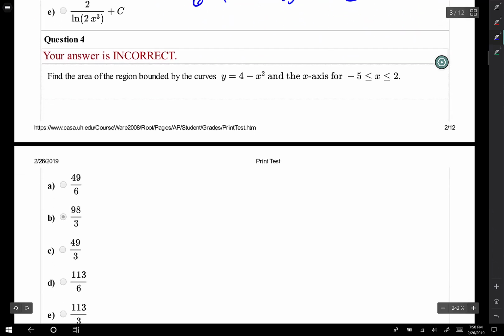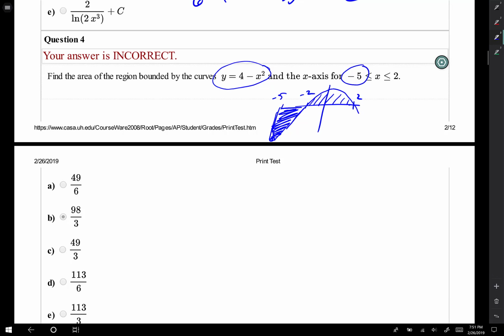Let's continue, guys. Find the area of the region bounded by the curve 4 minus x squared and the x-axis between negative 5 and 2. So 4 minus x squared, this intercepts the x-axis at positive and negative 2. So it looks something like this, where here is a positive 2, here is a negative 2. I want all this area here, and then I want a little more. It looks like they want to go from negative 5. So from negative 5 to, I'm going to exaggerate it, I'm going to say they intersect there. I want all that area right there.